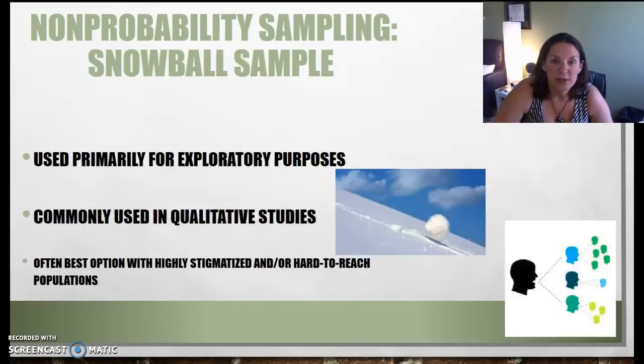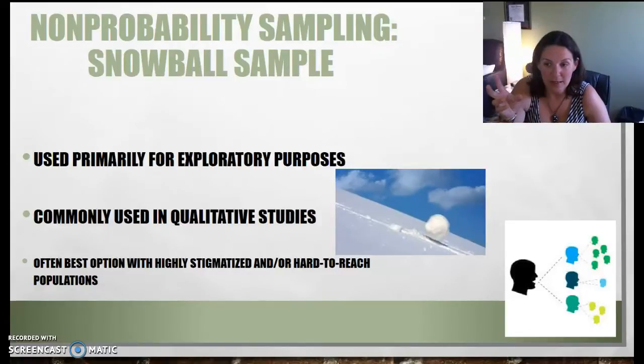Another sampling strategy is called snowball sampling. And snowball sampling is exactly what this picture demonstrates. We use it in qualitative studies, and in studies where it's a particularly highly stigmatized or hard to reach population. So like the homeless population, we do a lot of snowball sampling with. And snowball sampling is exactly what this bottom picture shows.